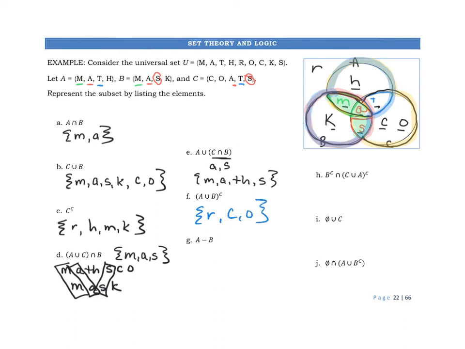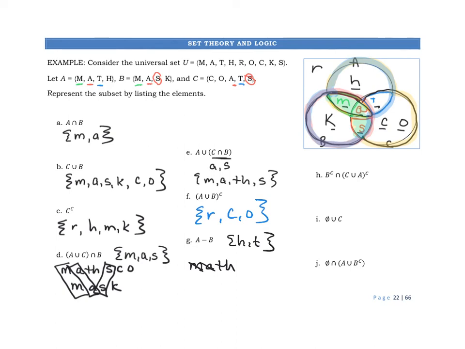All right, next let's look at the difference of A and B. So we're going to look at all the elements that are in set A, but I'm removing from it anything that was in set B as well. So you'll notice that that leaves me with elements H and T.